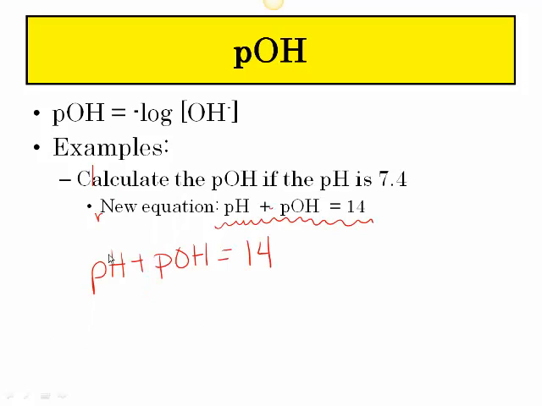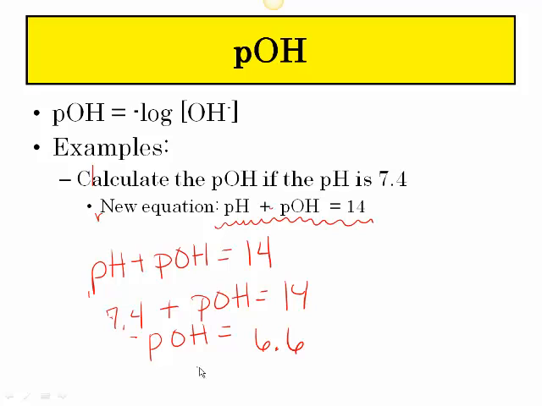They gave us the fact that the pH is 7.4. So I want to find the pOH. Well, just subtract this 7.4 over, right? So 14 minus 7.4. So pOH is equal to 14 minus 7.4, which is 6.6.